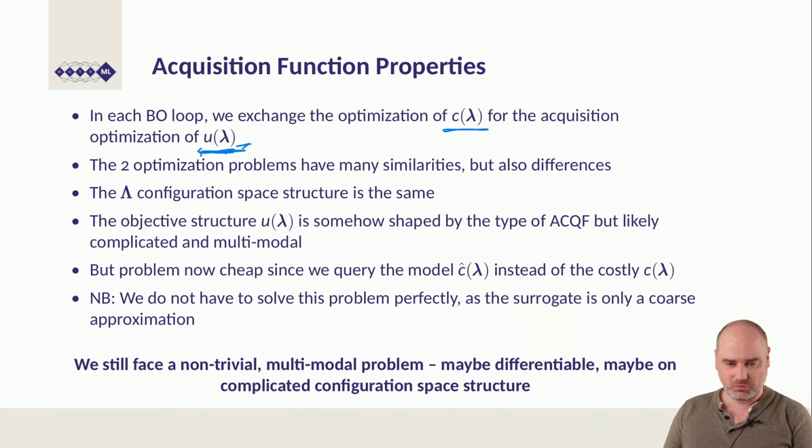Well, yes. U, as we've discussed before, is now cheap to evaluate. So we now only have to query the model, its posterior mean and posterior uncertainty, instead of this costly C. And this is exactly why we call this a surrogate, right? It's a cheap alternative to the cost function that we're now optimizing.